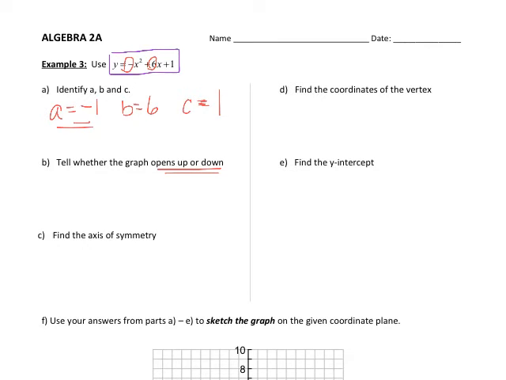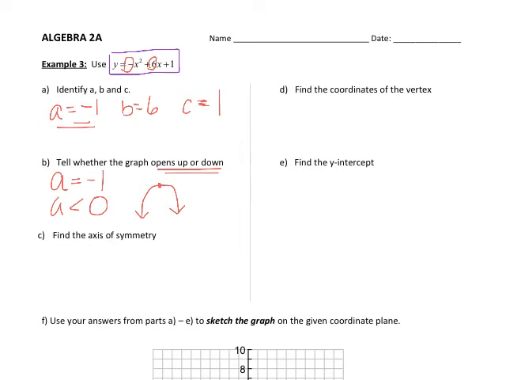Well, that's based on our a value, and a here is equal to -1. Remember, if the coefficient is less than 0, then the graph is going to be a downward facing graph, a negative facing graph, and we're going to have a vertex that is going to be our maximum value. It's going to be the highest point on the curve.